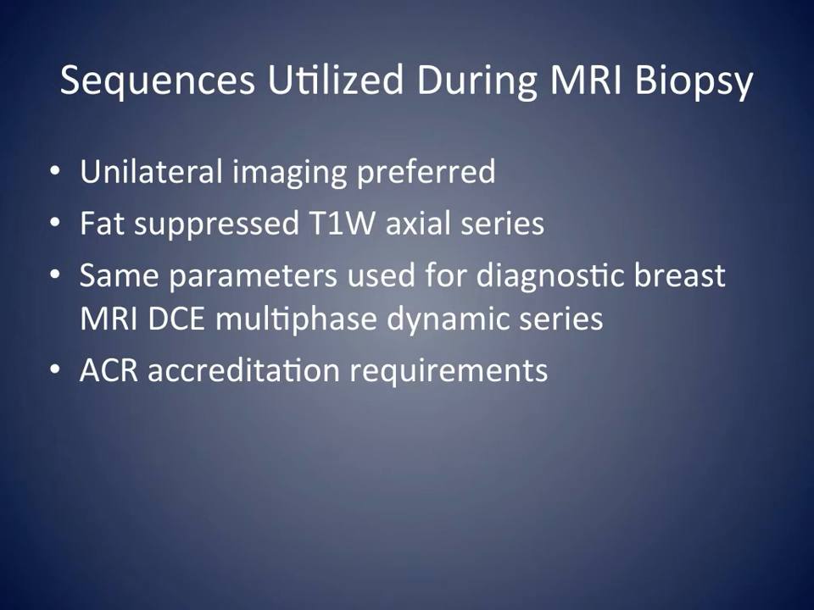Unilateral imaging is preferred unless it's a bilateral biopsy. The main series is an axial fat-suppressed T1 weighted sequence, the same used for the multidynamic series of the diagnostic protocol. Parameters and magnet used for imaging during an MR-guided biopsy should be the same used for the diagnostic breast MR and in compliance with the requirements of the ACR accreditation for breast MRI. This is to achieve the same spatial and temporal resolution and facilitate comparison of the diagnostic and biopsy breast MRI.